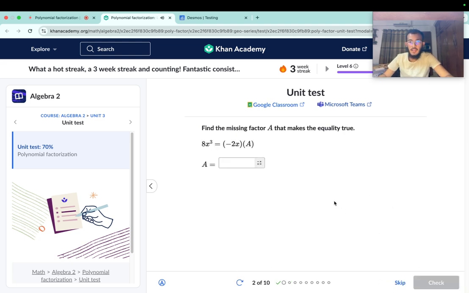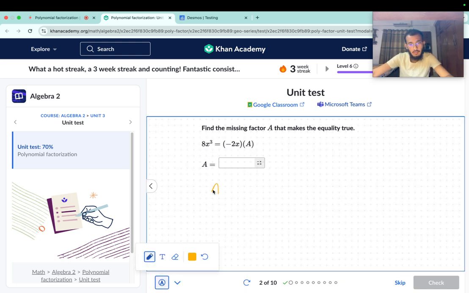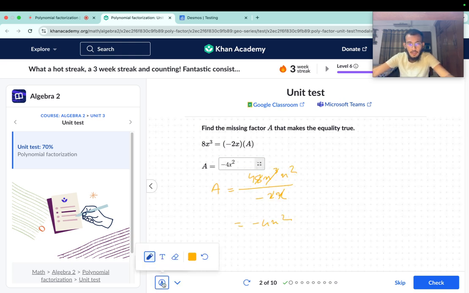Find the missing factor a that makes the equation true. Well, we can find a by dividing 8x cubed by negative 2x. So x cubed cancels with x to leave x squared, and 2 with 8. So we're left with negative 4x squared. So this is the value of a, negative 4x squared. Okay, negative 4x squared.